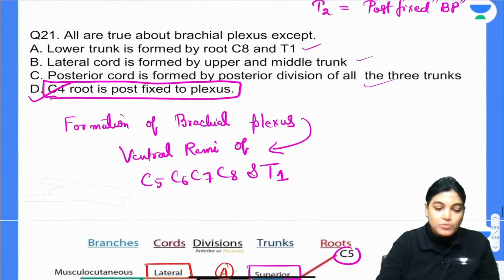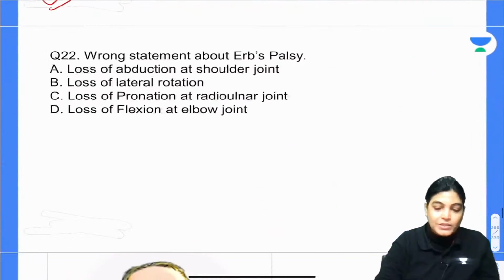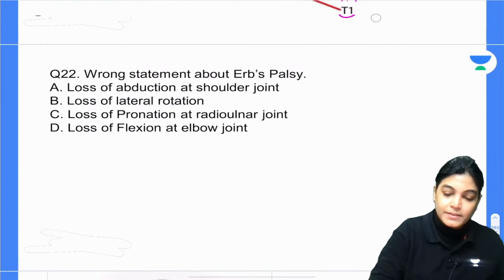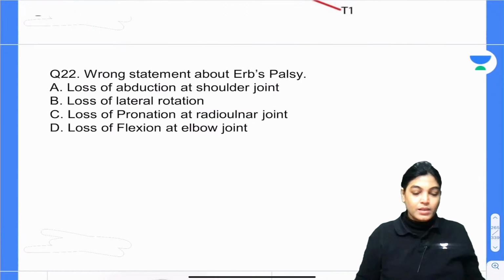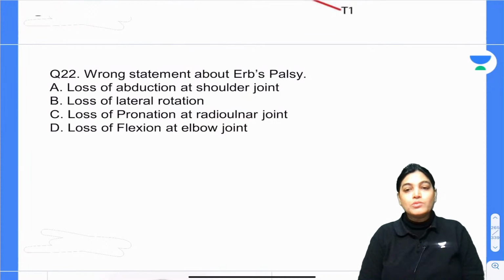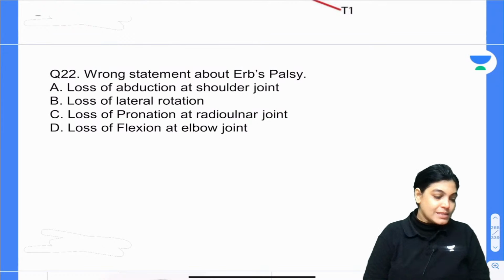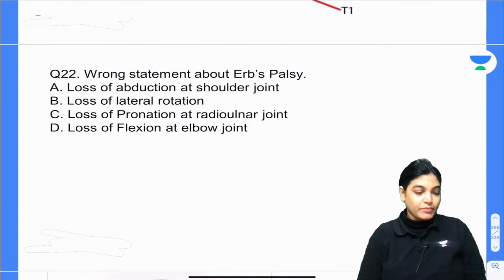So done with this, let's move on to the next, that is question number 22. All the best. Wrong statement about Erb's palsy. Which of the following is the wrong statement about Erb's palsy?